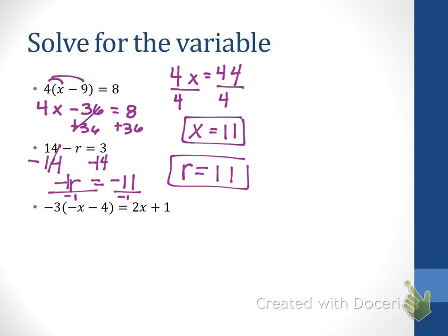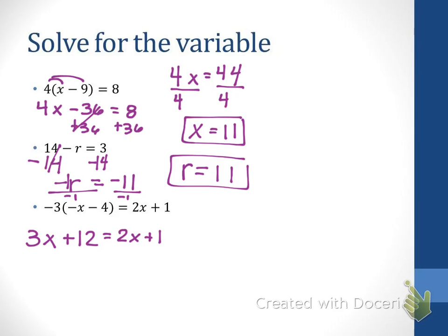Last but not least, on this slide anyways, what should I do first? Distributive property. Negative 3 times negative x is positive 3x. Negative 3 times negative 4 is positive 12 equals 2x plus 1. This is where people say, I do not know what to do now. Well, it's actually just like the problem that you did first.